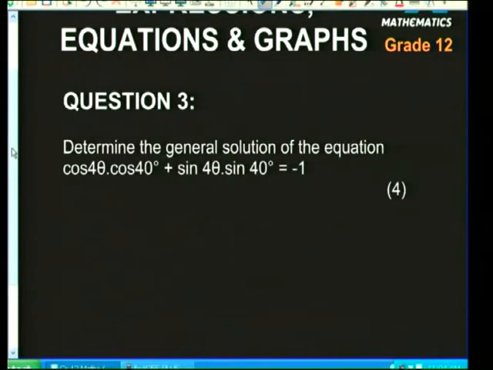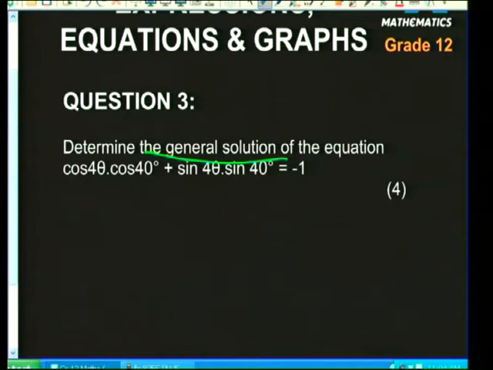Welcome back. Before we went to the break, we did a couple of basic trig equations and reduction formulas. Let's continue. This question says, determine the general solution of the equation cos 4 theta times cos 40 degrees plus sine 4 theta times sine 40 degrees equals negative 1.